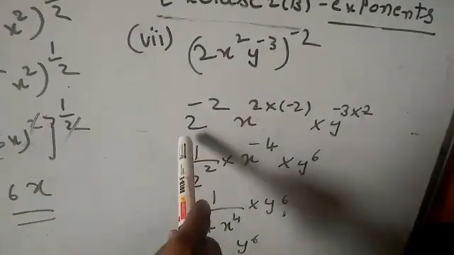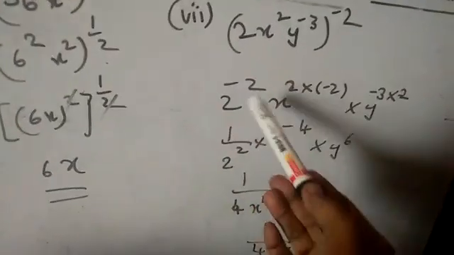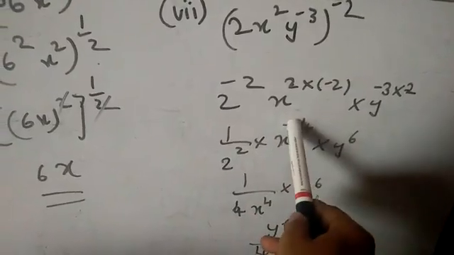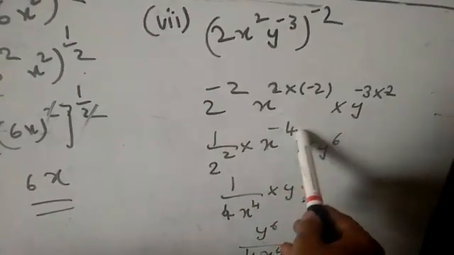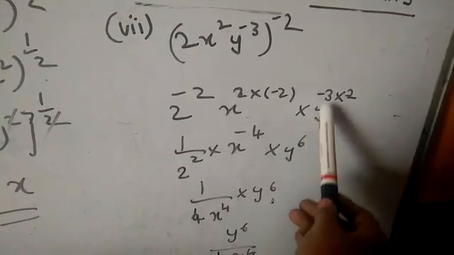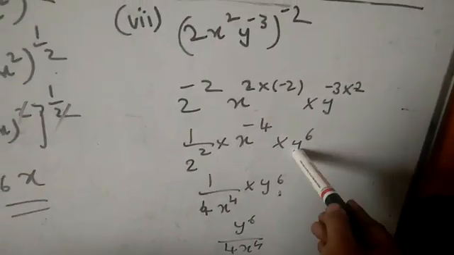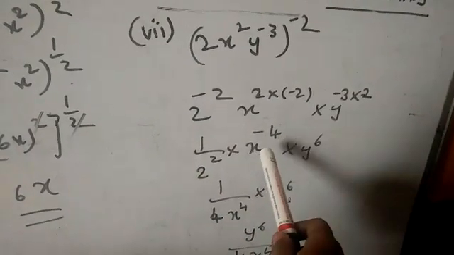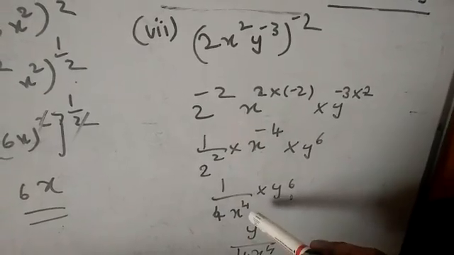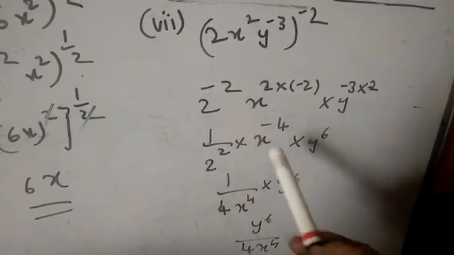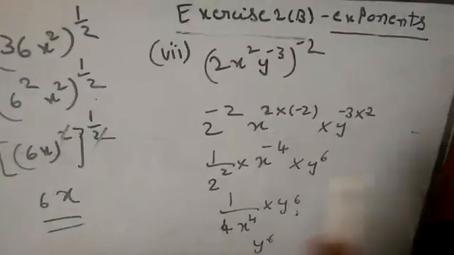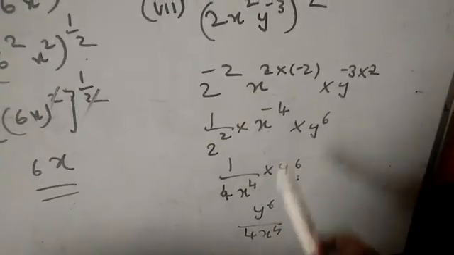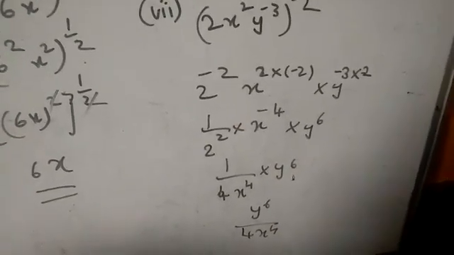Here 2 to the power of minus 2, negative integral, it will come 1 by 2 square, into x to the power of plus into minus 2, 2 twos are 4. So x to the power of minus 4 into y to the power of minus into minus is plus, 3 twos are 6. Next, 1 by 2 square value is 4, 2 into 2 is 4. X to the power of minus 4 will come to the denominator, minus 4 will become plus 4. So 1 by 4 into x to the power of 4 into y to the power of 6. So y to the power of 6 divided by 4 into x to the power of 4 is the answer.